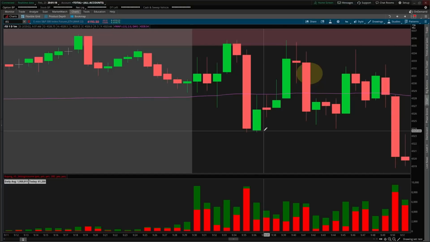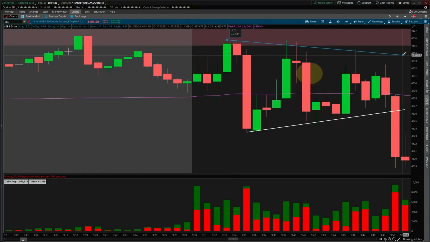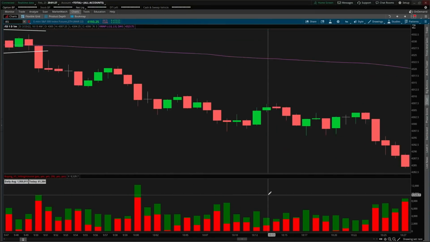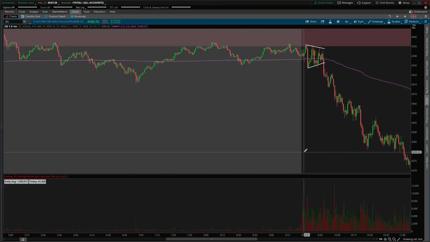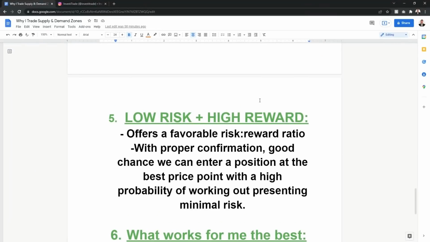Maybe you could combine higher lows, lower highs, sold off, aggressive volume coming through, and then a boom, nice lower low, lower high sell off for at least another 2 hours after that. So low risk, very high reward.